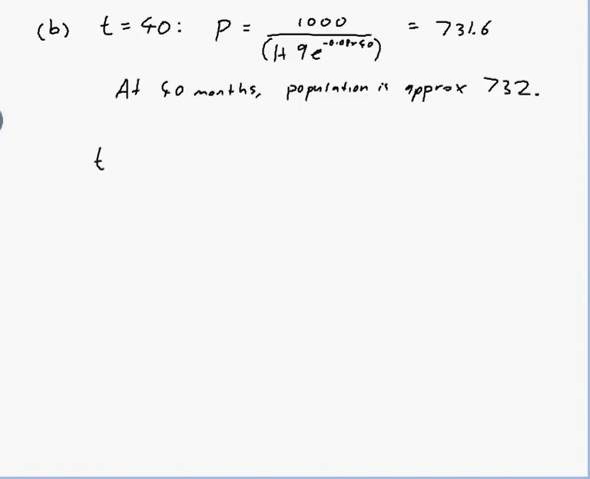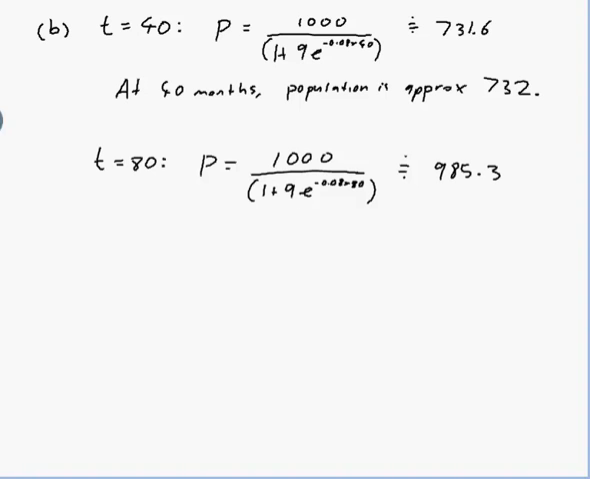Alright, and at t equals 80, P is equal to 1000/(1 + 9e^(−0.08×80)), which is approximately equal to 985.3. So at 80 months, the population is approximately 985.